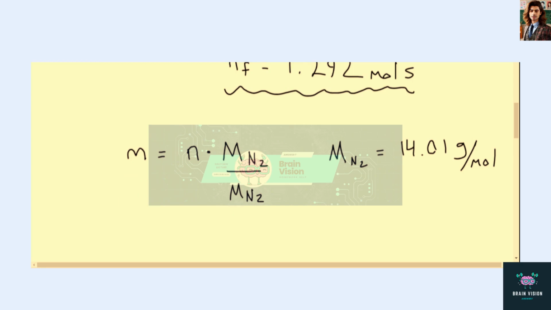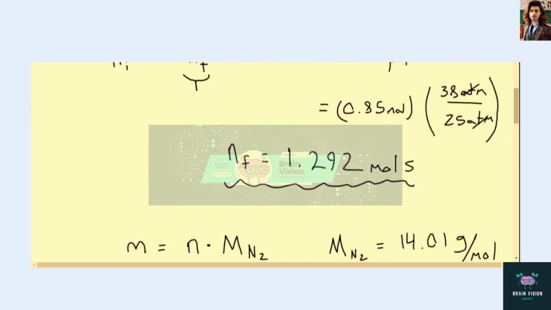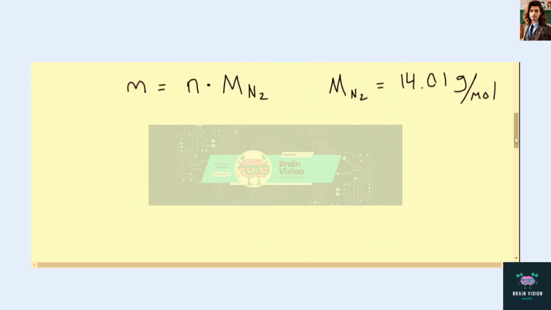All we have to do is multiply our moles by the molar mass here, and then we're good to go. And our moles is 0.85. So if we do that, the final mass comes out to be 18.1 grams.